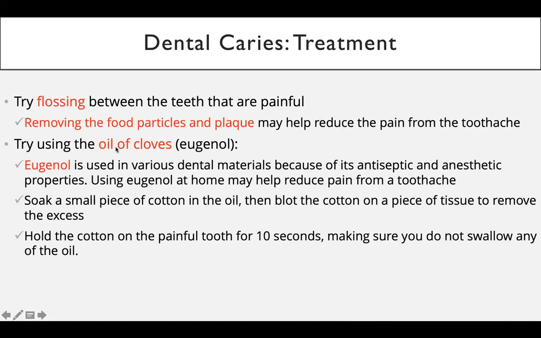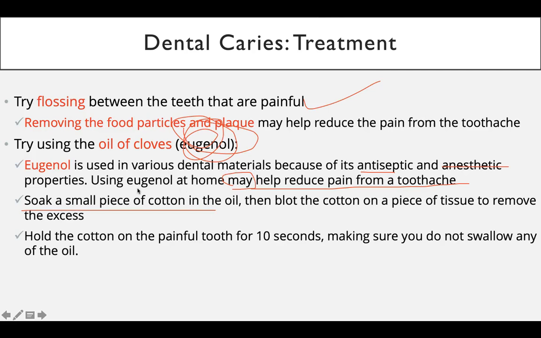Try using oil of cloves, eugenol. What is eugenol? Eugenol is an oil of cloves. Eugenol is used in various dental materials because of its antiseptic and anesthetic properties. Using eugenol at home may help reduce pain from a toothache. May. So if you really have a toothache and it is not solved by eugenol, go for NSAIDs.